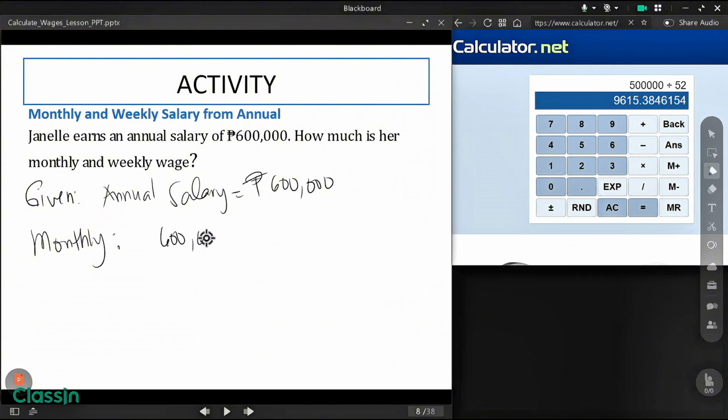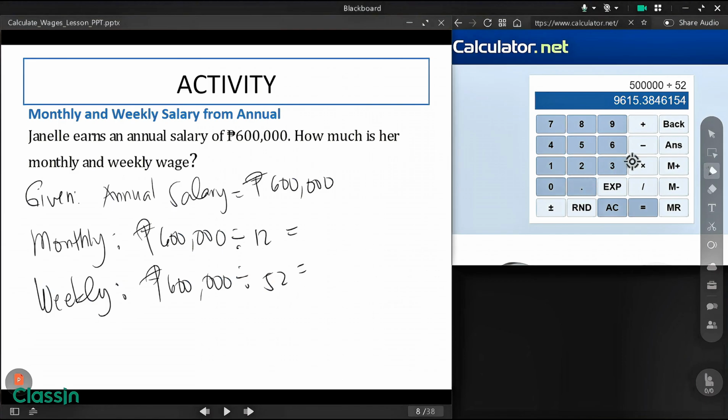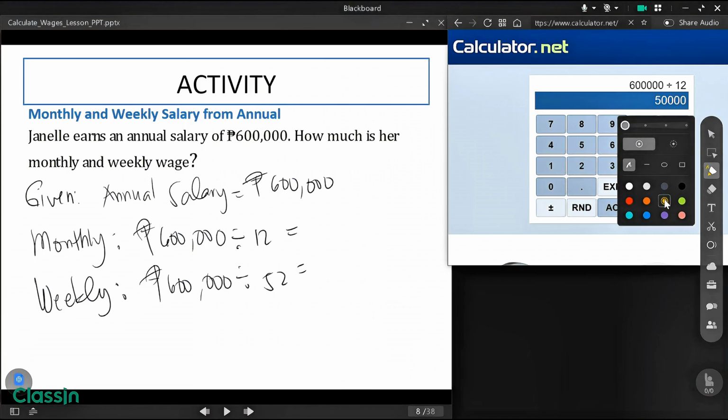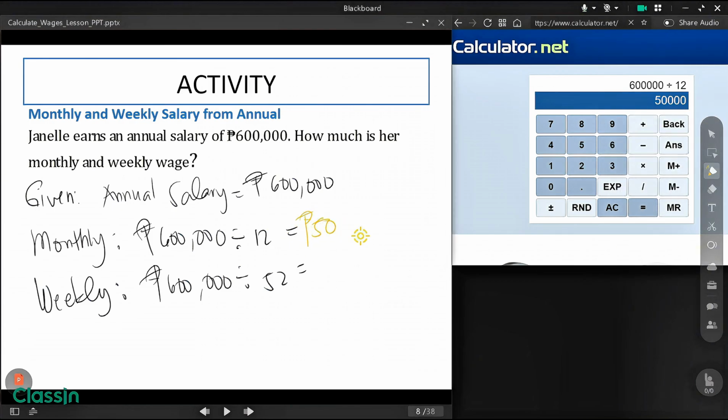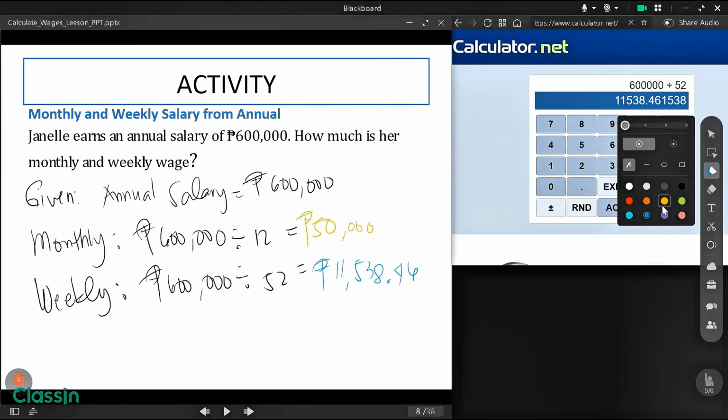It will be 600,000 pesos divided by 12. And for the weekly of Janelle, it will be 600,000 divided by 52. So let's try. 600,000 divided by 12 is 50,000. So a month, Janelle earns 50,000. Now what about in a week? Divided by 52, Janelle earns 11,538.46 weekly. So this is the final answer.